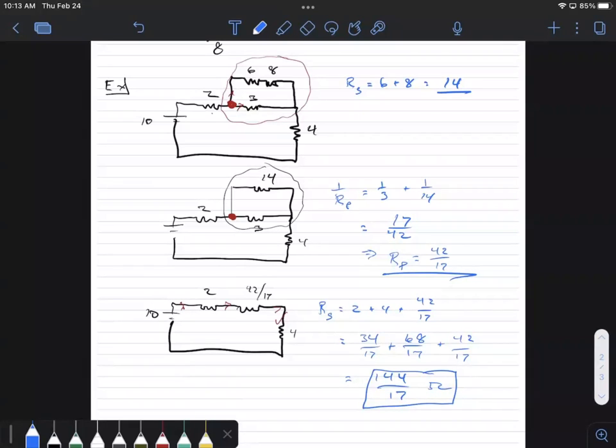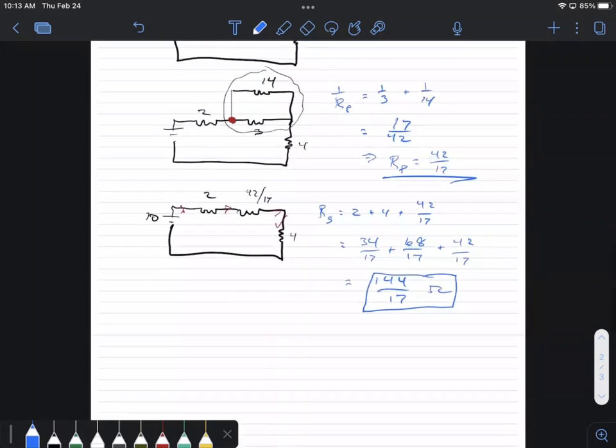6 and 8 are in series, combine them in series. See what's left over. That leaves a parallel set. A 14 and a 3 are in parallel. Combine the parallel, forget everything else. What do I get? Now I'm left with a circuit with 3 resistors, but they're all in series.